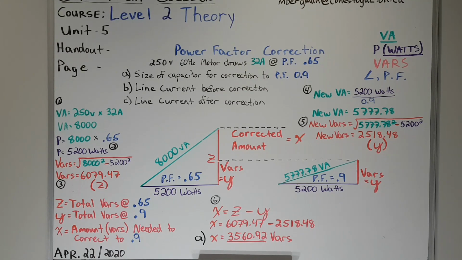So I'm going to erase the majority of this on the board, and we will complete B and C. Line current before correction, line current after correction. So you can see the difference in the current that we would have on our conductors feeding the load.